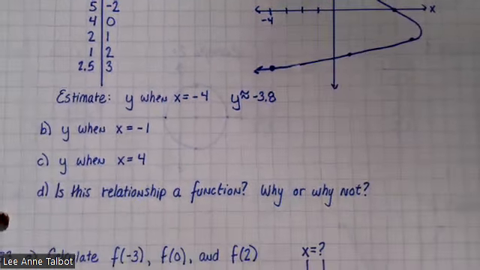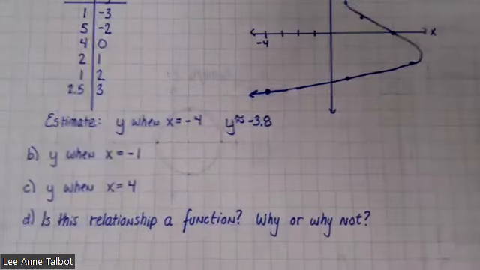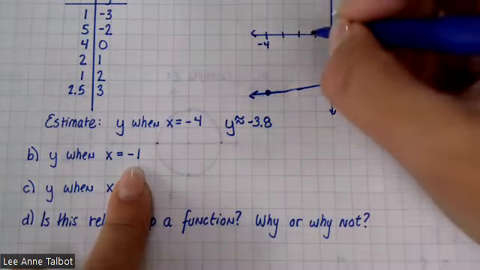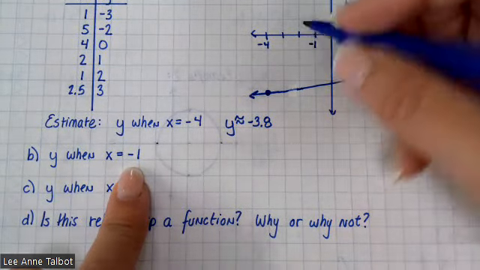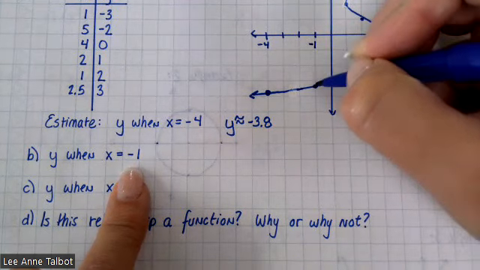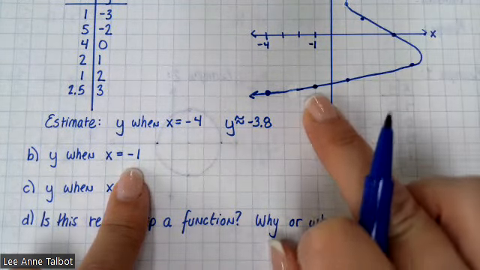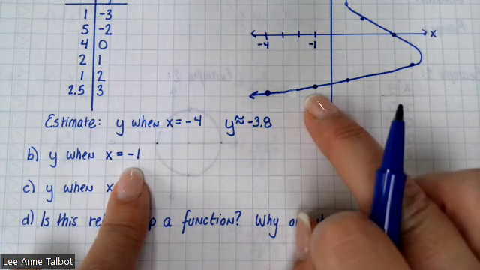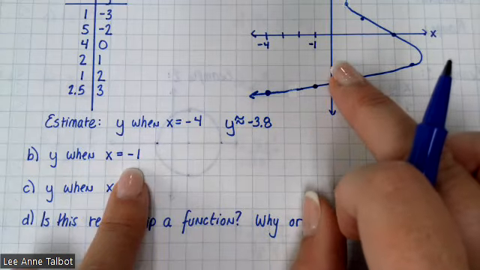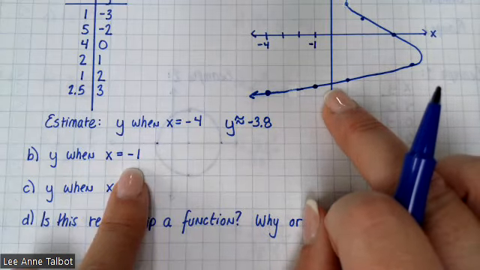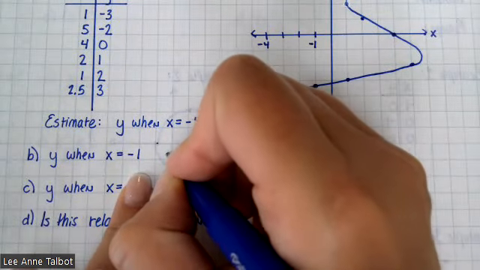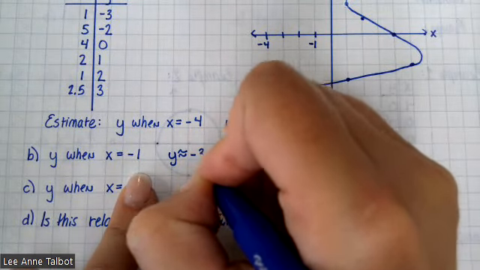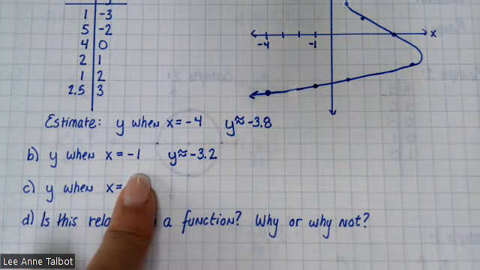Okay, here we go. For B, estimate y when x is -1. So come over here and put a little -1 on the x-axis, and then find a coordinate on the curve. What do you think? Yeah, -3.1, -3.2, something like that. Excellent job. I think that's beautiful.